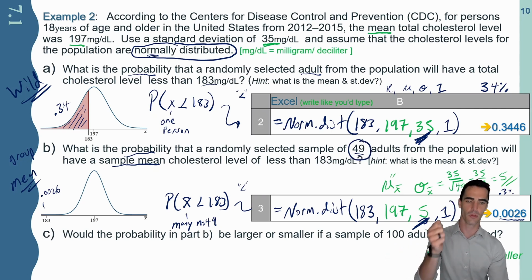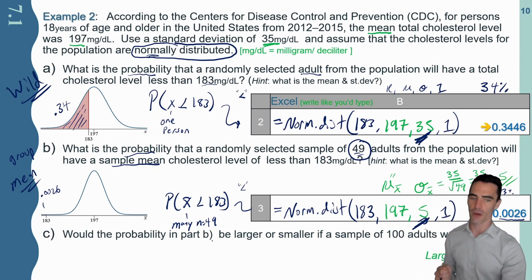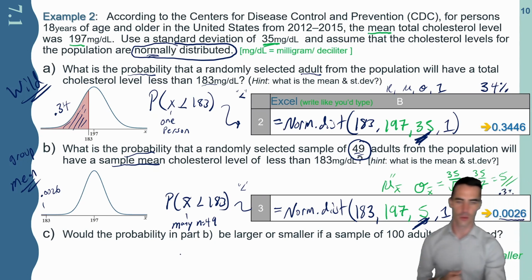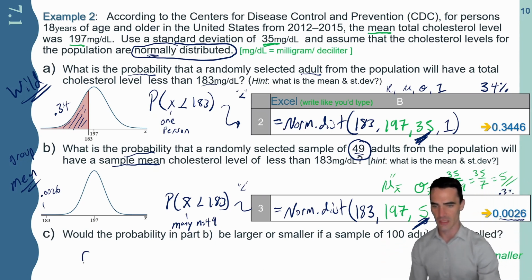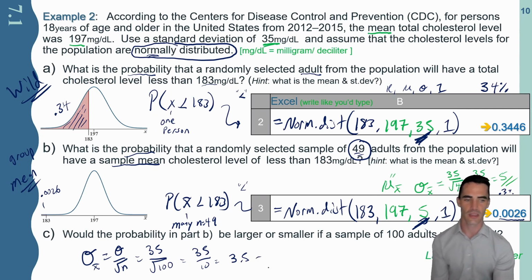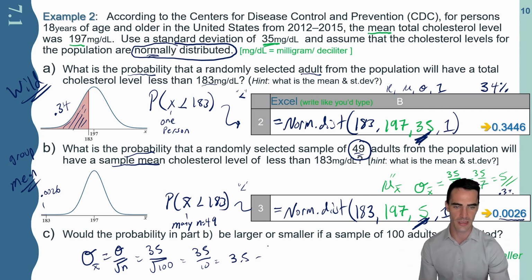What if I took a larger sample? What's going to happen to my probability? In fact, that's this next question below. Would the probability in part B be larger or smaller if the sample of 100 adults were polled? To answer this question, we can look at the spread that we've talked about before. Again, the spread is always the population standard deviation divided by the square root of n. And so I can look at, if I had 100 people, let's say, my standard deviation would be the same at 35, divided by the square root of now, instead of 49, I'm talking about 100 individuals. This would be 35 divided by 10, or 3.5. So notice, that would be everybody who should be closer to the mean. I have less spread.